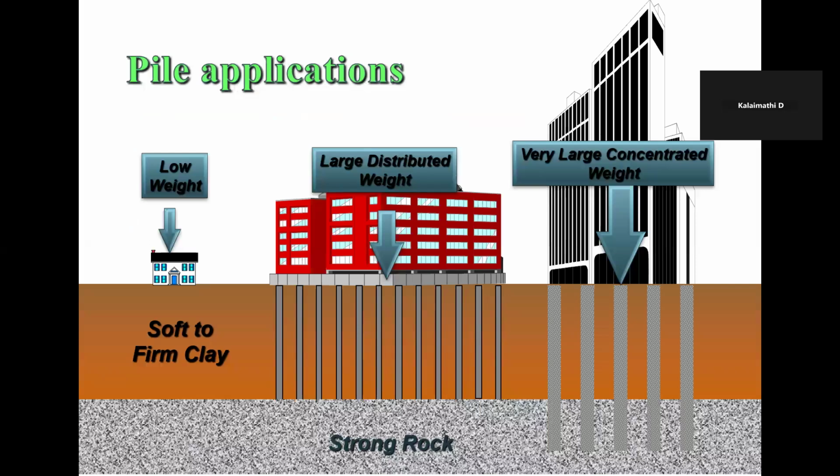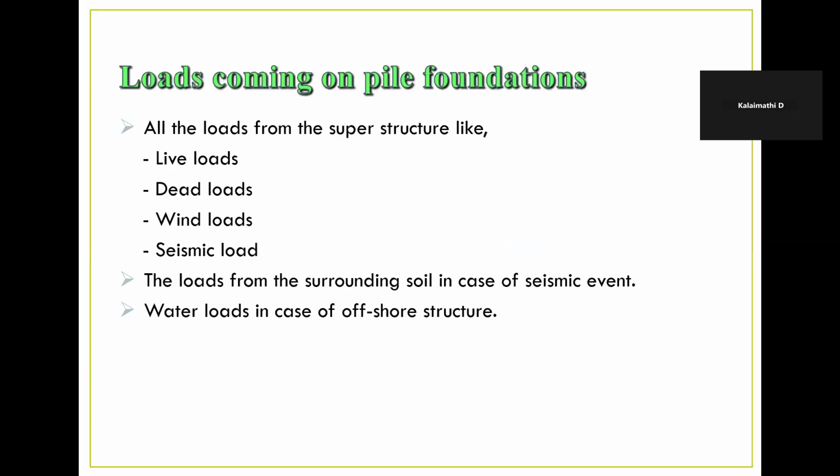As I said earlier, with low weight from soft to firm clay and then a strong rock stratum, the large distributed weight will be completely scattered over the entire foundation. For very large concentrated weight, we use this pile foundation, which will not cause sliding or over tilting. And what are the loads coming on a pile foundation? We have live loads, dead loads, wind loads, and seismic loads. Live load and dead load are the most common in any sort of foundation, whereas seismic load and wind load will be relevant only for G+3 or G+4 buildings and above. Seismic load is a very dangerous load which may be caused by an earthquake.